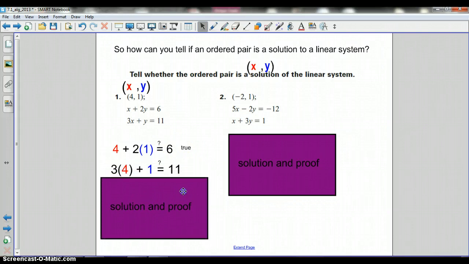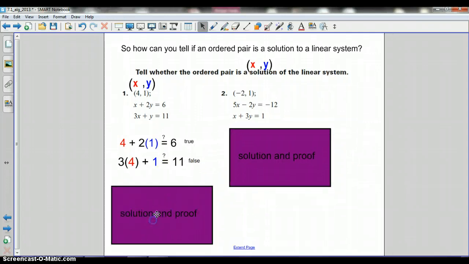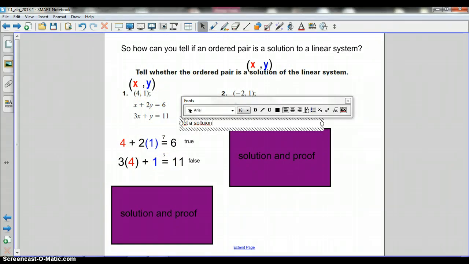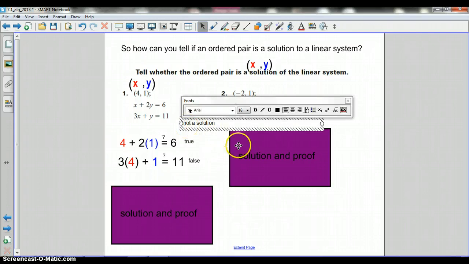And then when we look at the second equation, 3 times 4 is 12. We plug in the 4 for the x and the 1 for the y. 12 plus 1 is 11. Is that true? Hopefully you can see that statement is false. And so because that is a false statement, in order for this to be a solution to the system, it has to be the point that satisfies both equations. And so this ordered pair (4, 1) is not a solution. And so we're going to write that in. Not a solution. And the reason it's not a solution is because it doesn't satisfy both equations.